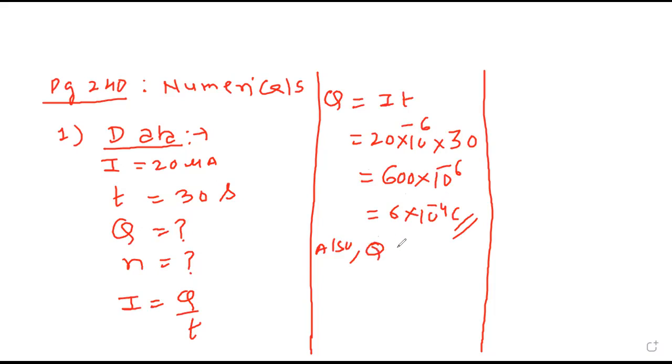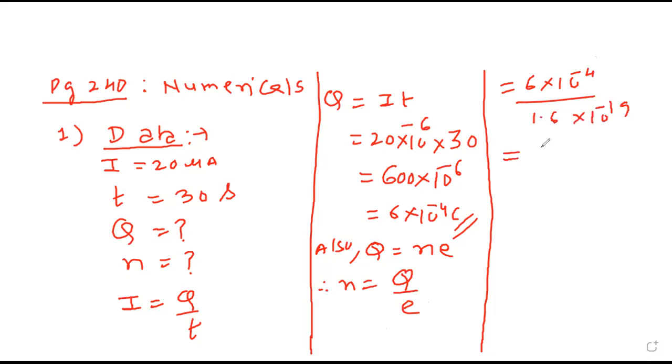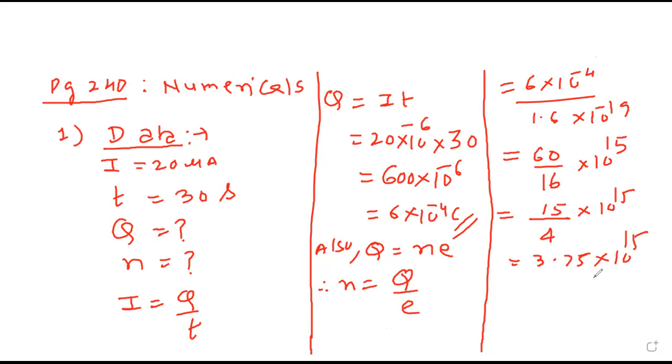Also, charge Q is number of electrons N times e, so Q equals Ne. Therefore, N becomes total charge upon charge of one electron. 6 into 10 raised to minus 4 upon 1.6 into 10 raised to minus 19. This I can write as 60 upon 16 into 10 raised to 15. Now 4 into 4, 16. 4 into 15 is 60. So this becomes 3.75 into 10 raised to 15. Any doubt? No, sir. Okay, solve.